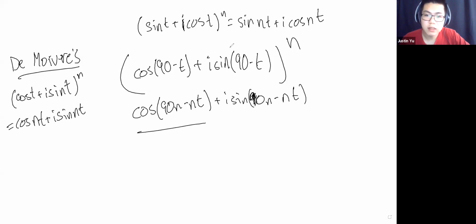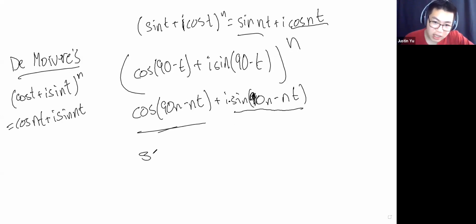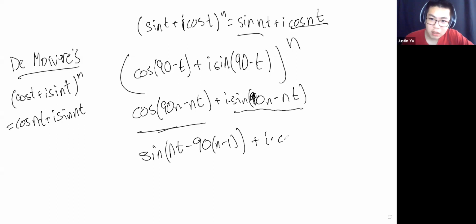But we don't want to compare this to that. We want to compare a sine. This sine is i times the sine. That's just me having bad handwriting. So we don't want to compare apples to oranges. We want to compare apples to apples. So what we're going to do is do the exact same thing in reverse. Take 90 minus this. That actually becomes sine of nt minus 90 times n minus 1, plus i times the cosine of the exact same angle.